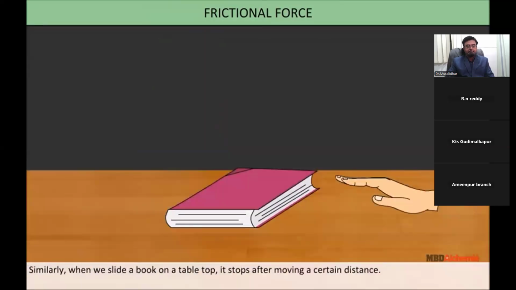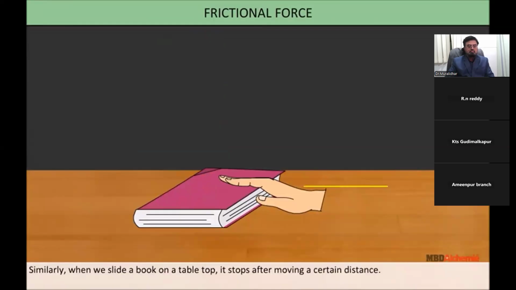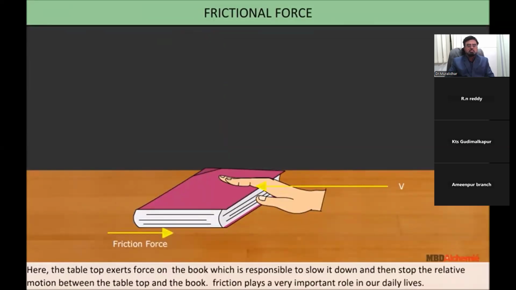Similarly, when we slide a book on a tabletop, it stops after moving a certain distance. Here, the tabletop exerts a force on the book which is responsible for slowing it down and then stopping the relative motion between the tabletop and the book.